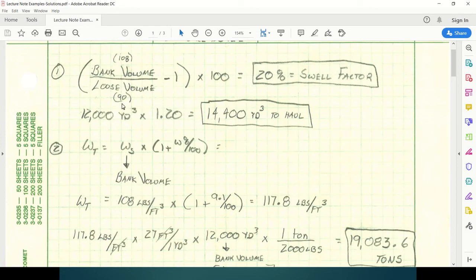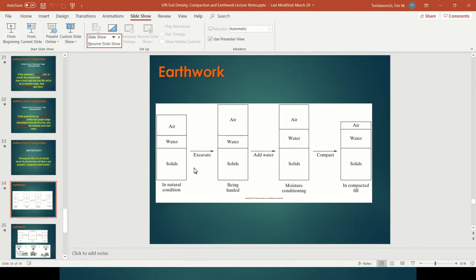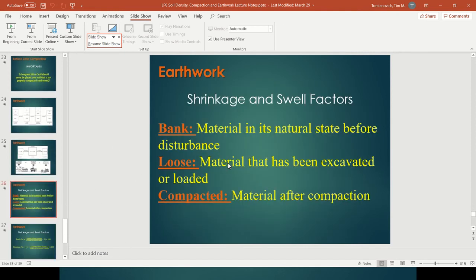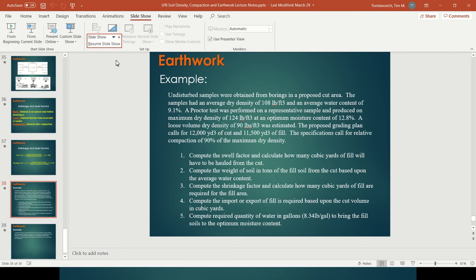So we need a swell factor, right? So let me find what's going on here. There we go. This is the one I want. All right. Swell factor. Compute the swell factor.